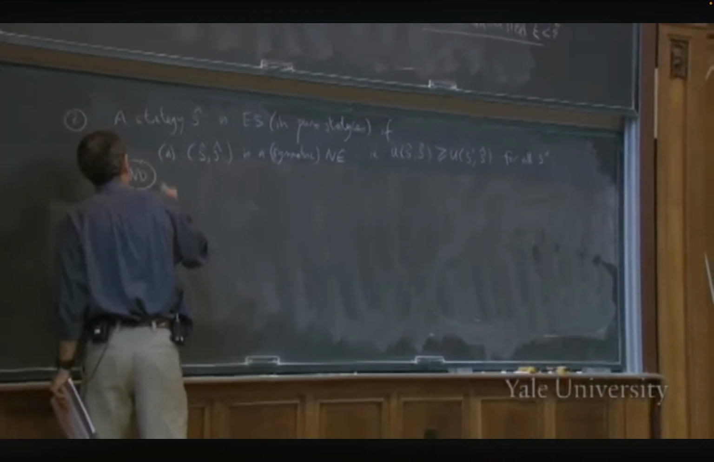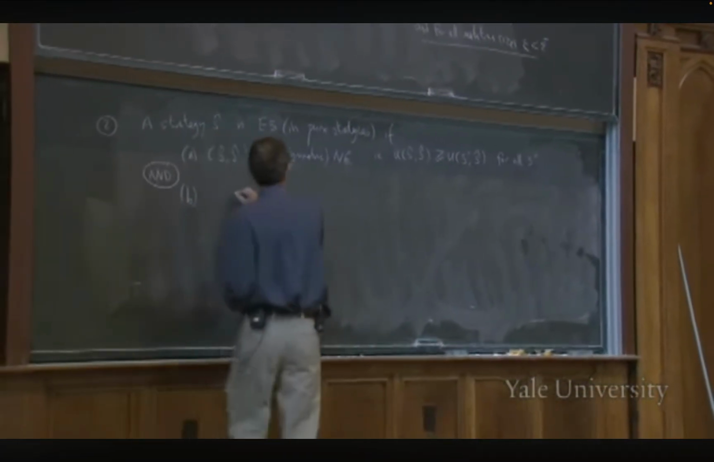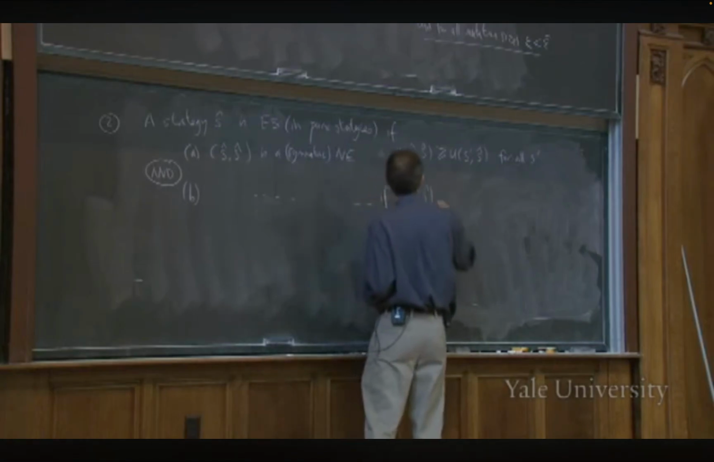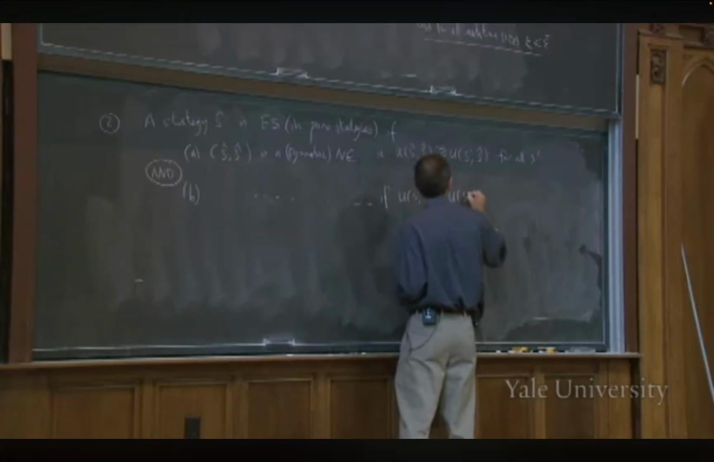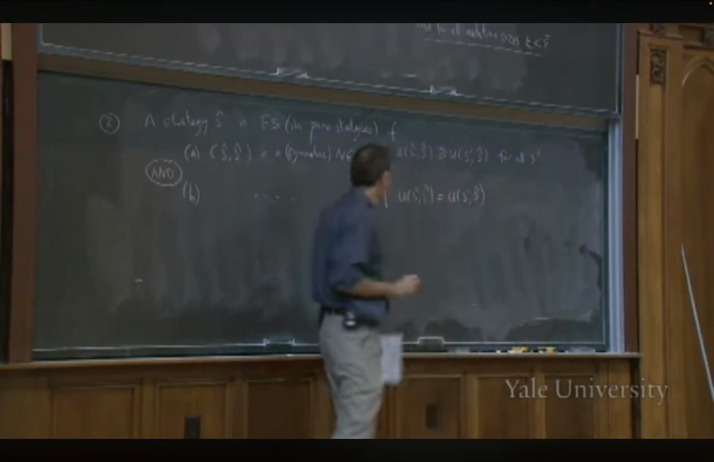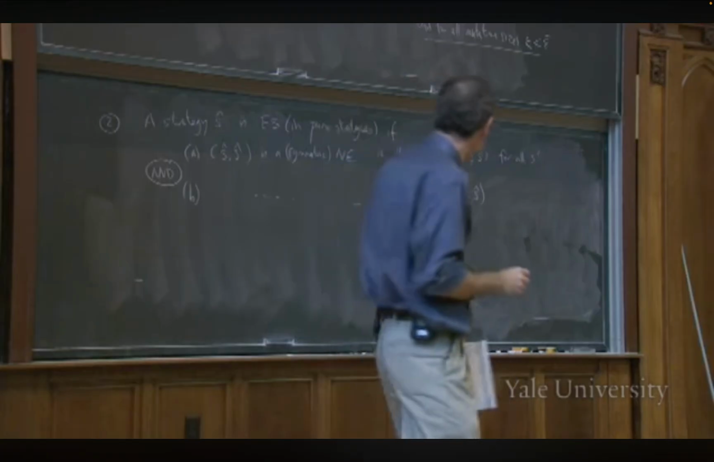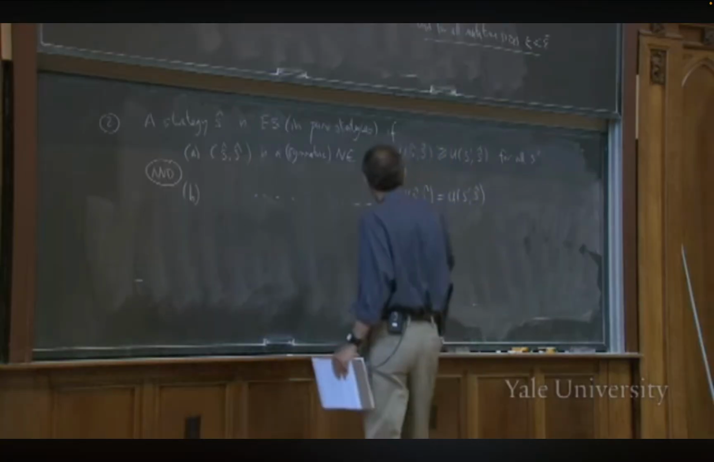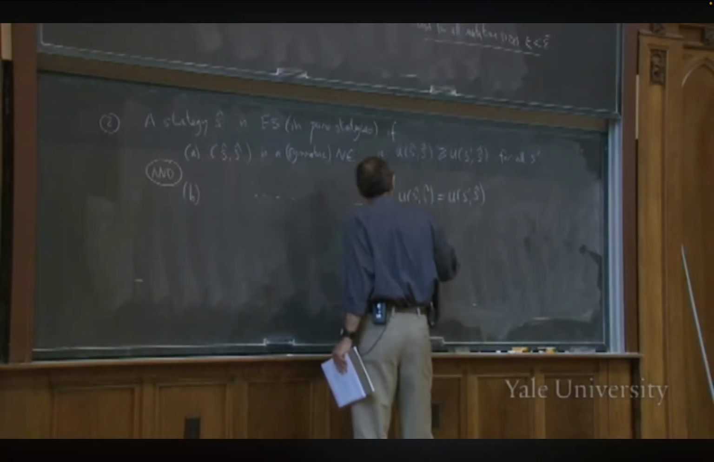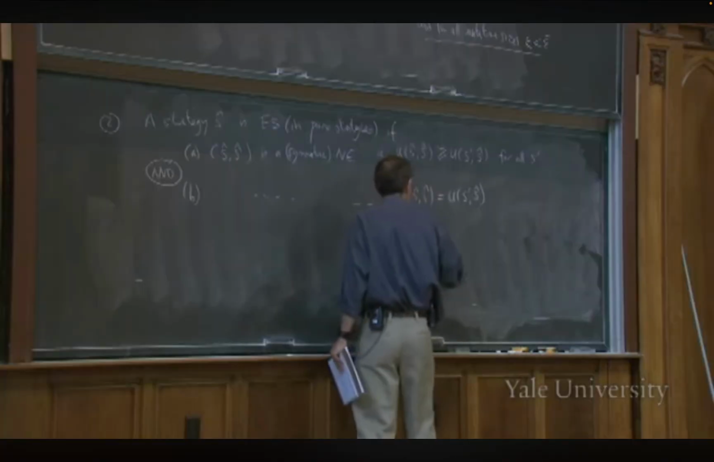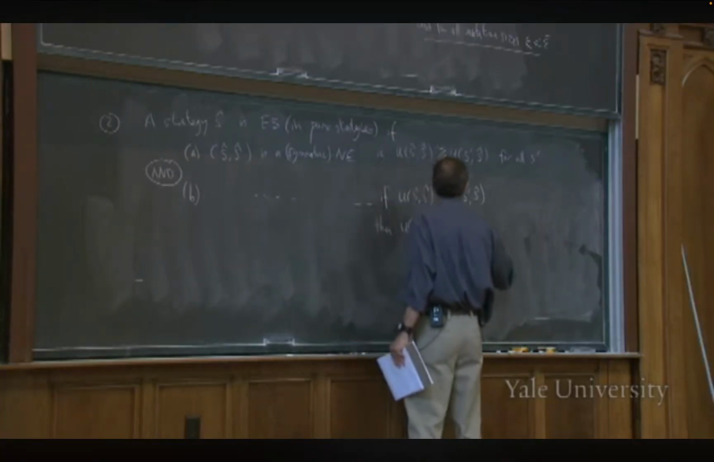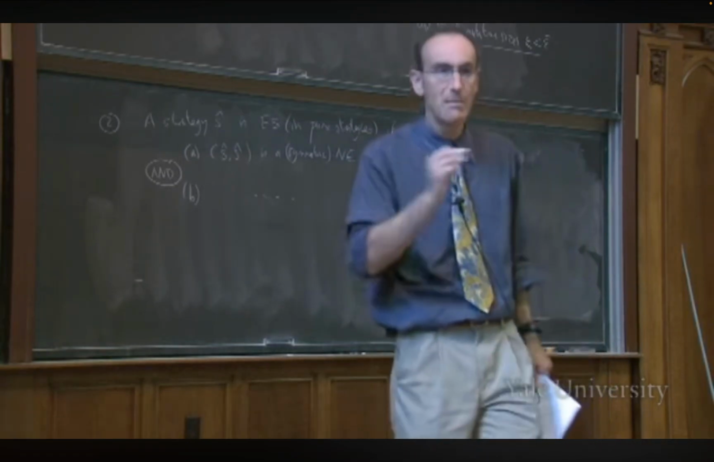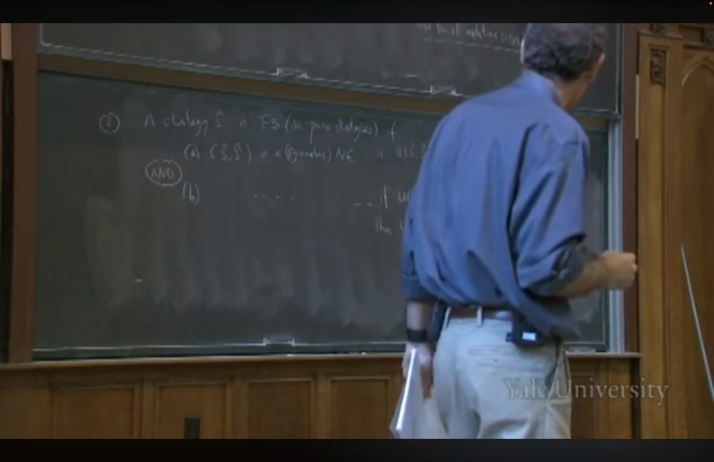And B, what else do we need? We need if this weak inequality I wrote above is actually an equality, if the payoff of S hat against itself is actually equal to the payoff of S prime against S hat, then the payoff of S hat against S prime must be bigger than the payoff of S prime against itself. Right? This is still a bit of a mouthful, but I claim it's going to end up being a little simpler to think about.